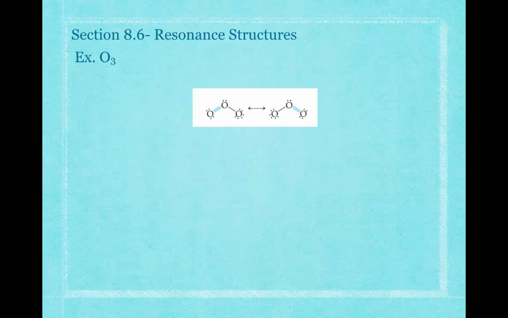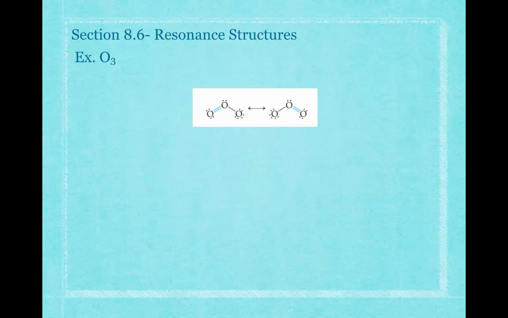What you should have noticed when you were drawing O3 is the fact that you need just one double bond in order to follow the octet rule. So as you can see in this drawing right here, for one of these versions I have the double bond on the left-hand side, and for the other one I have it on the right-hand side. So the question that should come to your mind is, how do I know where to put that double bond? And the answer is that both of those Lewis structures that you see in front of you with that double arrow in between them are both correct.